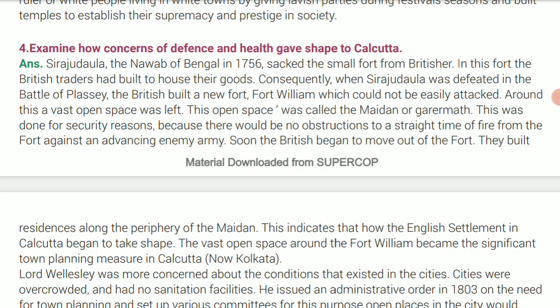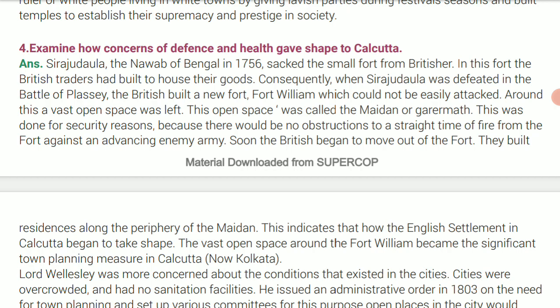Now, the fourth question is: examine how concerns of defense and health gave shape to Calcutta. Siraj-ud-Daula was the Nawab of Bengal in 1756. He sacked the small fort that British traders had built to house their goods. Consequently, when Siraj-ud-Daula was defeated in the Battle of Plassey, the British built a new fort, Fort William, which could not be easily attacked. Around this, a vast open space was left, called the Maidan or Gader Math. This was done for security reasons, because there would be no obstructions to a straight line of fire from the fort against an advancing enemy army.